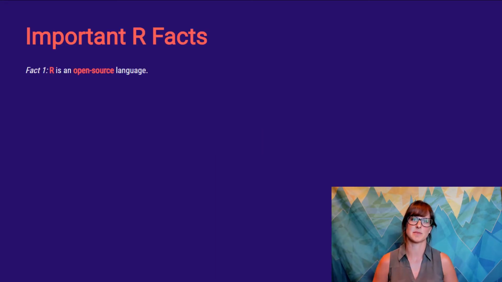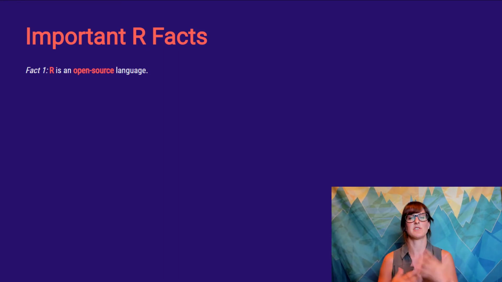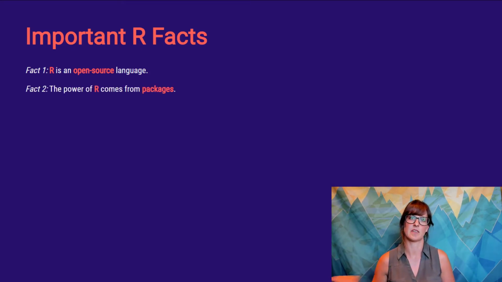Now I want to remind you of some important facts that you learned about R last week. So you learned that R is an open source language. That means that anyone can contribute to it, anyone can write code for it, anyone can add to its functionality. And so the power of R comes from these packages. And these packages are just things that other people in the community have written that define new functions, that give you new stuff that you can do.